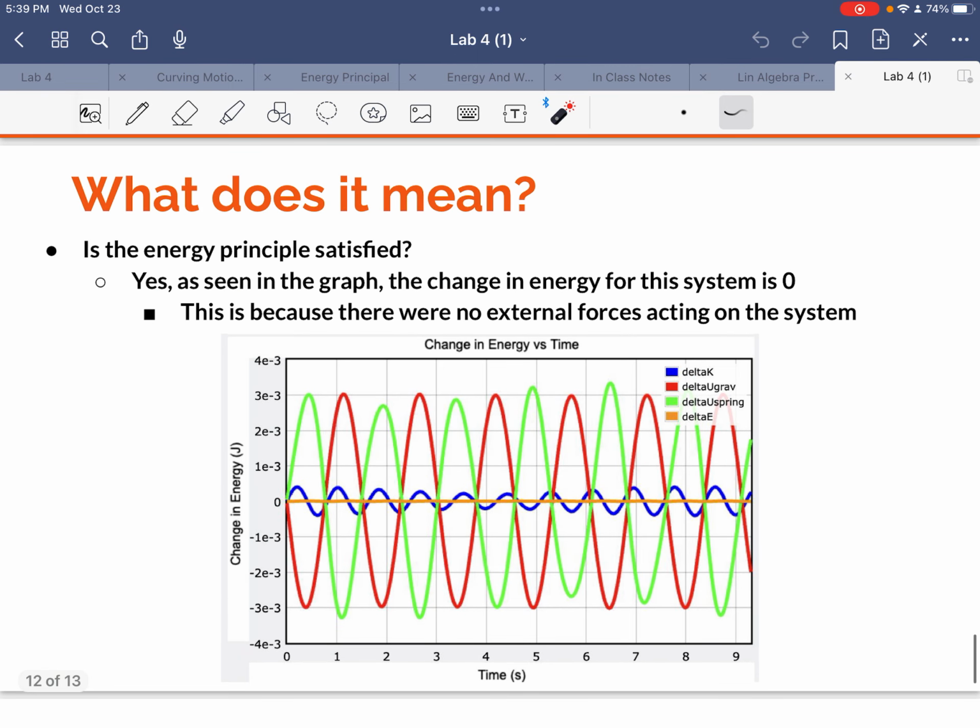And then we have the what does it mean? Was the energy principle satisfied? As you can see in the graph created from my computational model, yes, it was. This is because the orange line, which indicates the change in energy of the system, remained at 0 throughout the entirety of the time. And this is because there should have been no external forces acting on the system, so the work done by the surroundings and the thermal energy transferred from the surroundings to the system should have been 0.